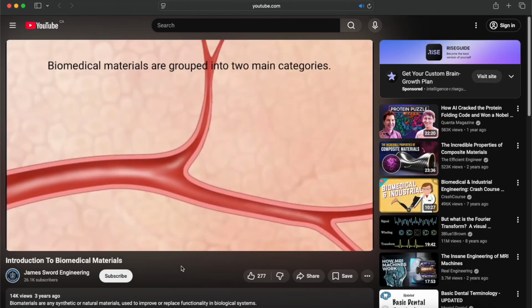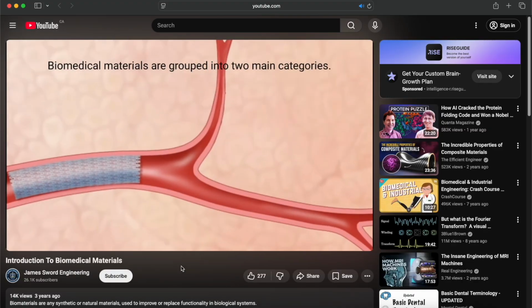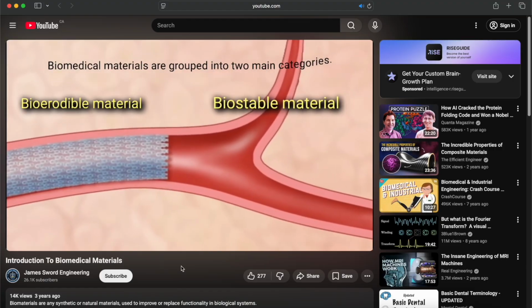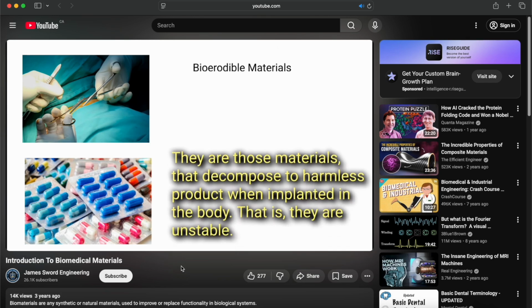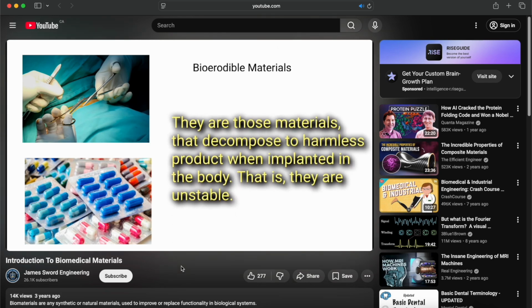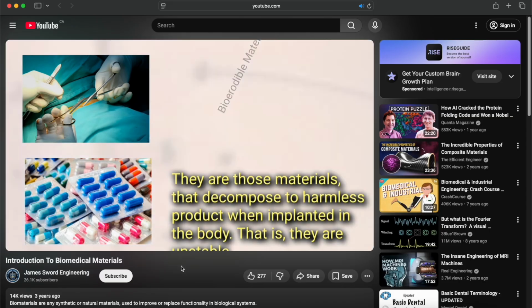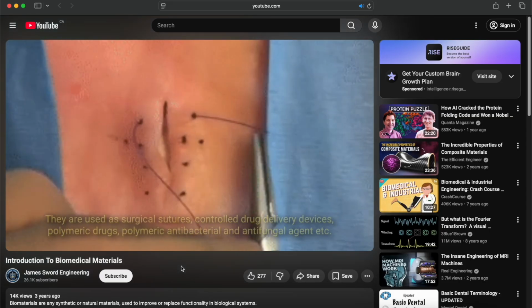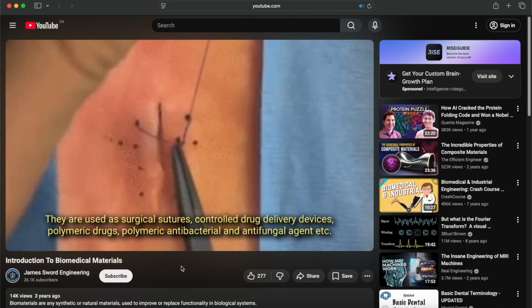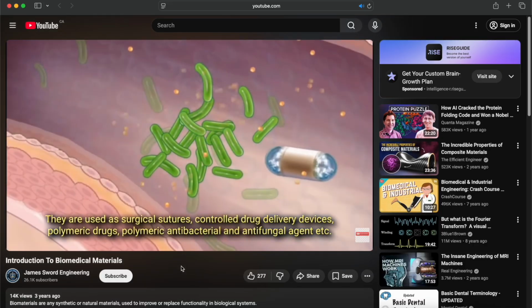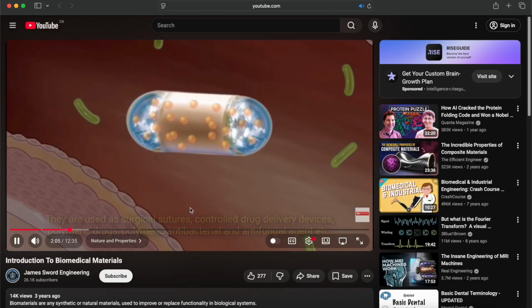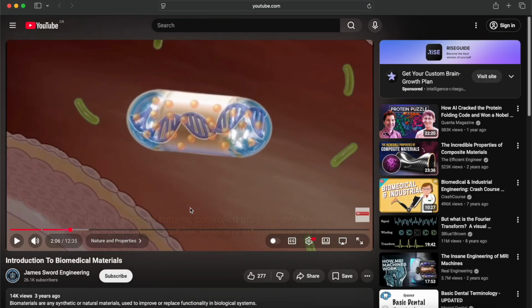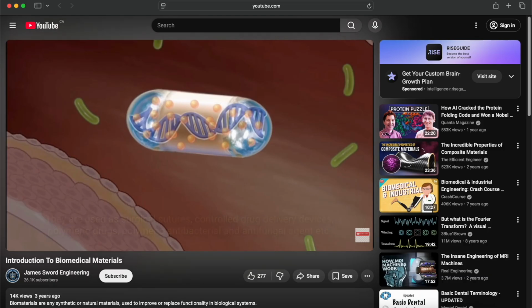Biomedical materials are grouped into two main categories: bioerodible material and biostable material. Bioerodible materials are those materials that decompose to harmless product when implanted in the body. That is, they are unstable. They are used as surgical sutures, controlled drug delivery devices, polymeric drugs, polymeric antibacterial and antifungal agent, etc.